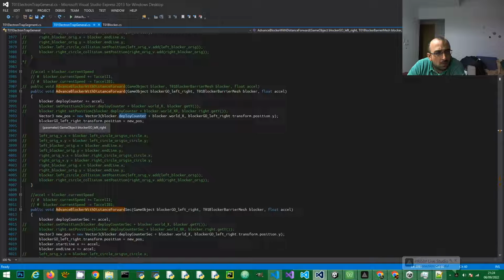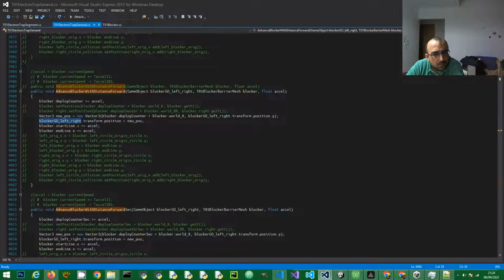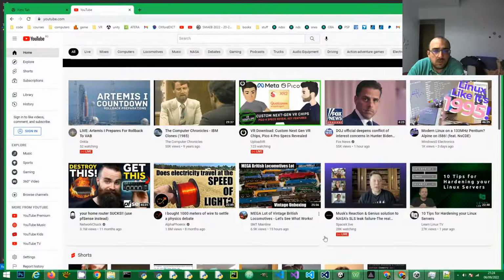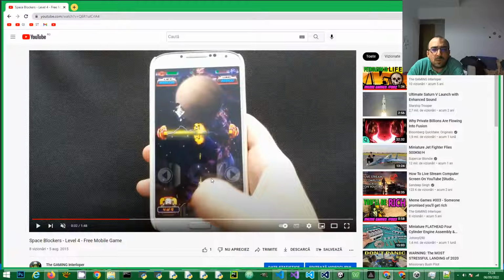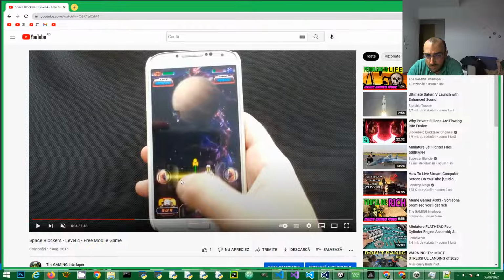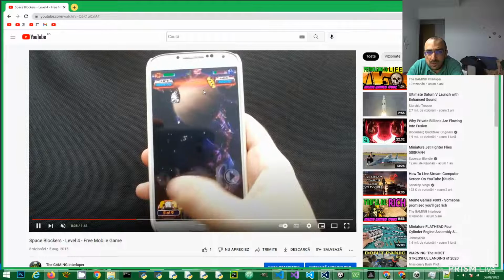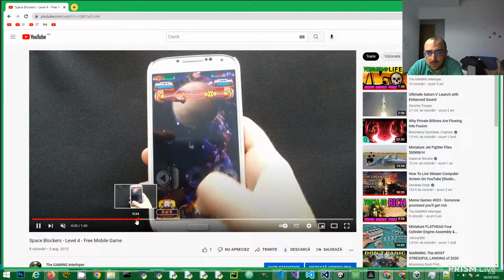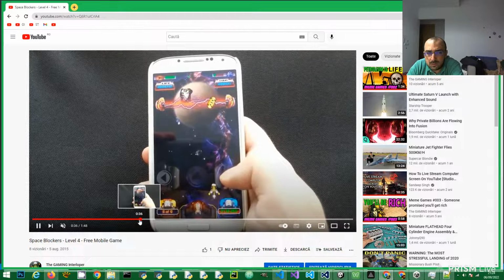Blocker geo left right transform position and pause. Good. Start line and end line are the vectors that we will be using for the meshes, for the mesh that will be the expansion of the blocker. You see, so immediately after you hit a blocker, it will start expanding. You see, right here.